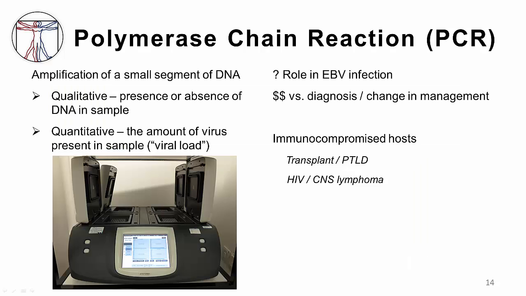Lastly, polymerase chain reaction, or PCR, involves the amplification of a small segment of DNA. A qualitative PCR detects the presence or absence of EBV DNA in a particular sample, whereas a quantitative PCR detects the amount of virus present in the sample, a so-called viral load. As PCR is expensive to perform and may not ultimately result in a change in therapeutic management, there is ongoing debate about the most appropriate use of the PCR test. It tends to be used primarily for diagnostic purposes in immunocompromised patients.